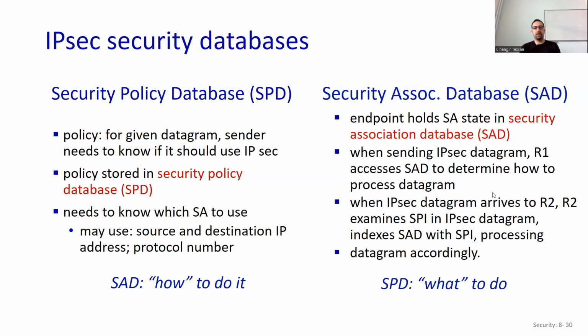Now let's look at how to do it in this SAD part. The endpoint holds SA state in the security association database. When sending an IPsec datagram, R1 accesses the SAD to determine how to process the datagram. When an IPsec datagram arrives at router 2, R2 examines the SPI in the IPsec datagram, indexes the SAD with the SPI, and processes the datagram accordingly. So this is how things work here.